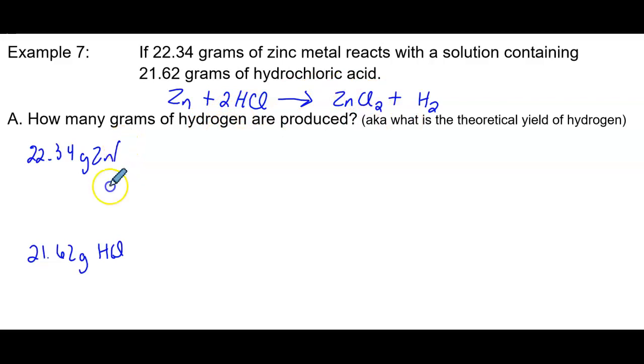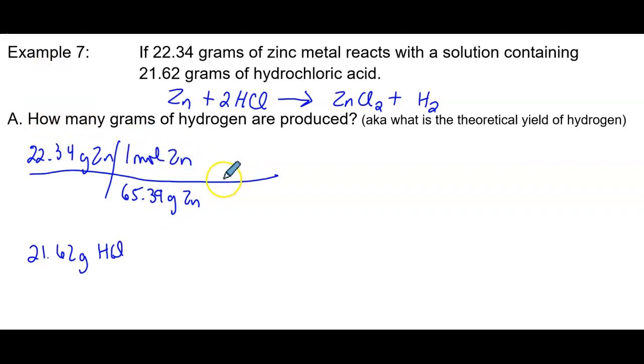So we're going to take zinc and go from zinc to hydrogen. First thing I'm going to do is get rid of grams of zinc. I know from the periodic table there are 65.39 grams of zinc for every 1 mole of zinc. This is something you should already know, and if you're struggling with this piece and how this works, please reach out to me. And then I know from my balanced equation, 1 mole of zinc equals 1 mole of H2.